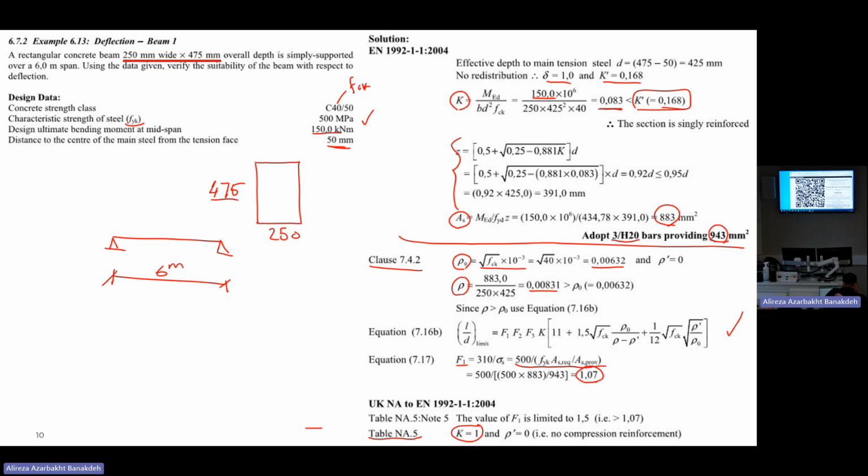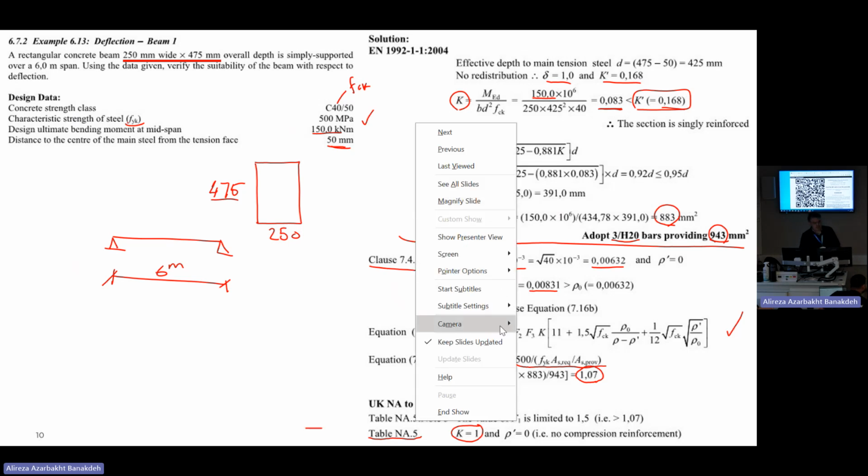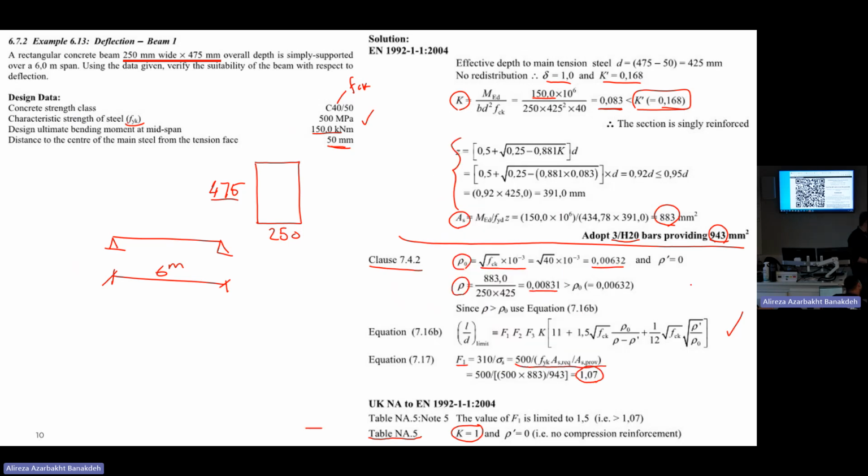exceed 1.5. If you calculate here and you get 1.6, you should say F1 is 1.5. It means that when you calculate F1, it should always be less than 1.5, not exceeding that. Usually it doesn't, but in any extreme case, if it happens to be more than 1.5, just take it as 1.5. All right? Any question so far? No.